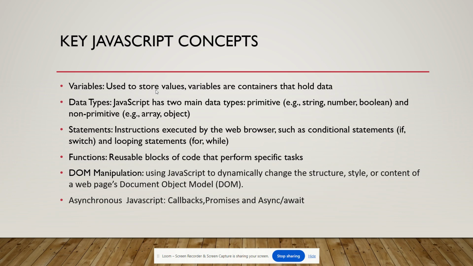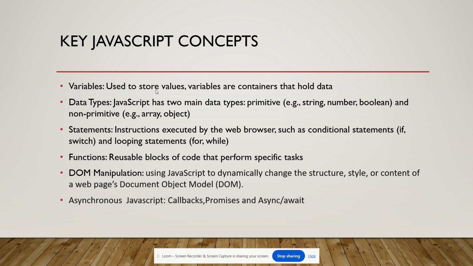Looping statement. Loops are essential concept in JavaScript, allowing us to repeat a block of code as many times as necessary. The for loop, while loop, and do while loop are most common types. Understanding loops is key to handling repetitive tasks like iterating over arrays or collection of data.